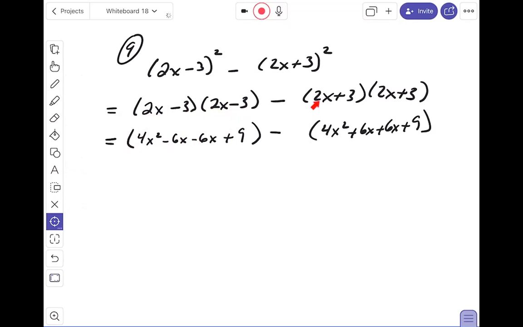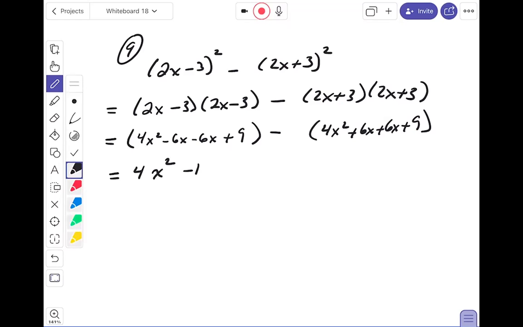What do we do over here? 2x times 2x, 4x squared. 2x times 3 is 6x. Then we take the 3. 3 times 2x is 6x, and 3 times 3 is 9. Let's keep going. Again, if you're fast with it, that's great. If you're taking your time, that's great too. Okay, keep going.